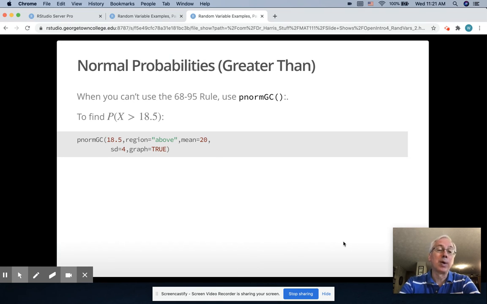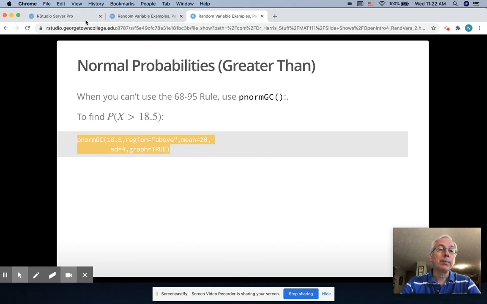So suppose we want to know what's the probability that a student spends more than 18 and a half hours on social media each week. The command we're going to use is pnorm, and it's going to be set up a little bit like the earlier command was. We're going to put a number in here or a range. We'll define a region. We will want to specify what the mean and standard deviation are. We use mean for the mean and sd for the standard deviation, and then graph equals true will put a graph for us. So let's put this into RStudio.